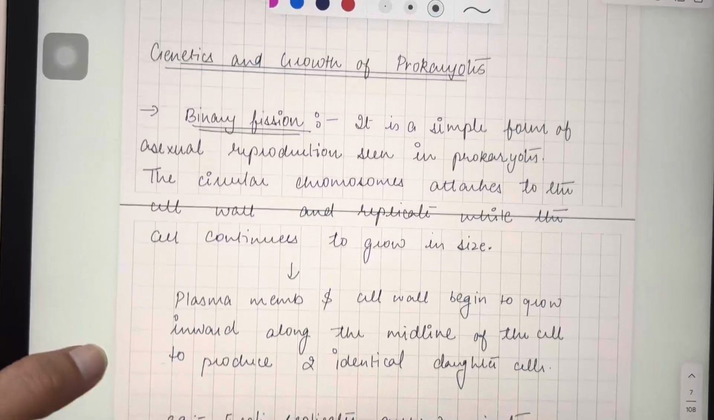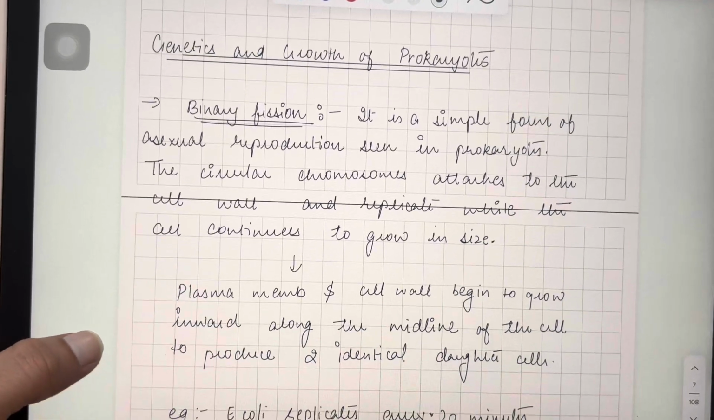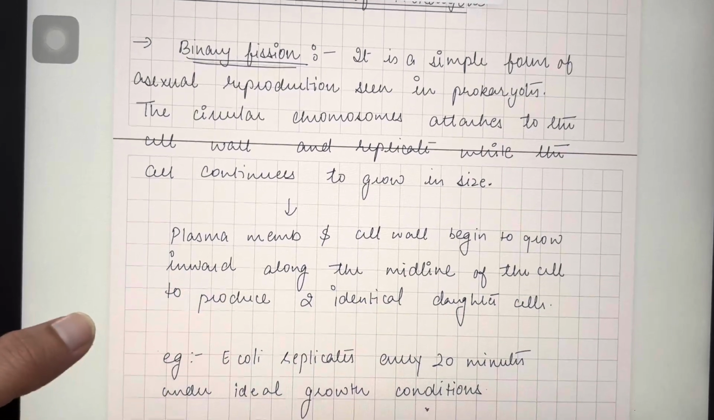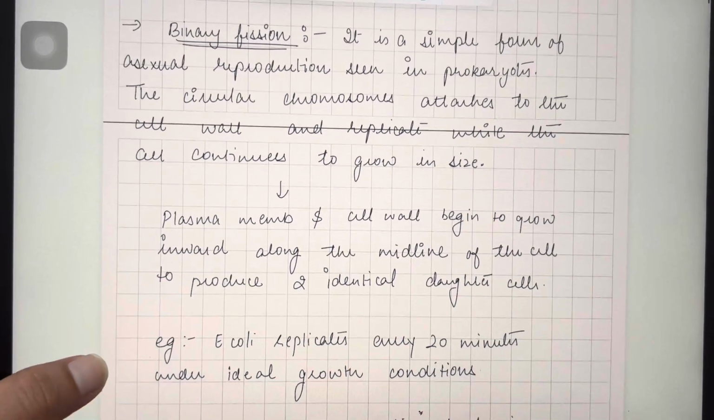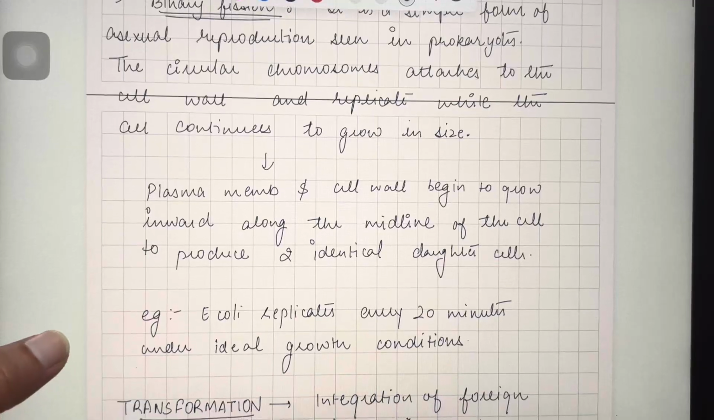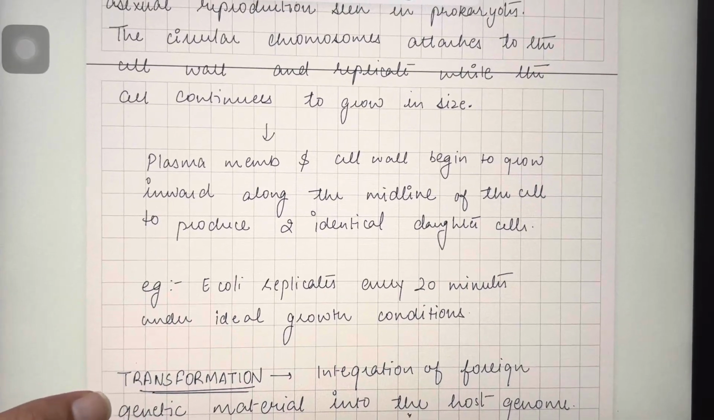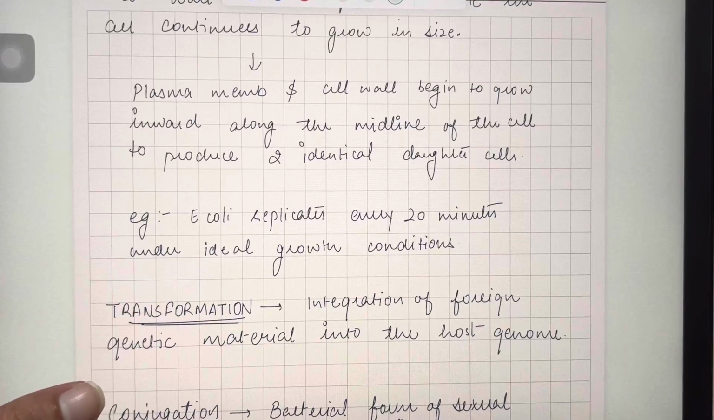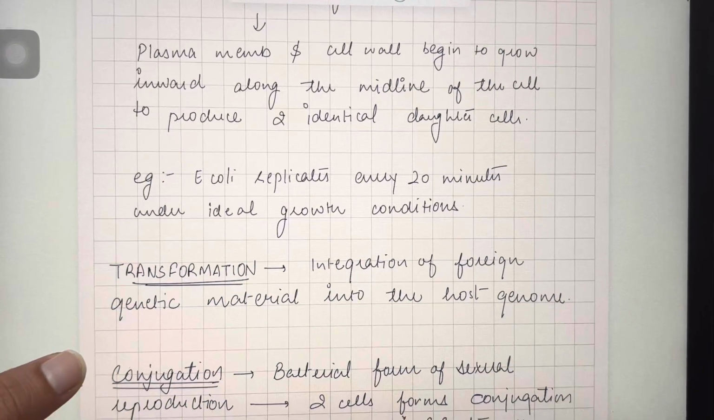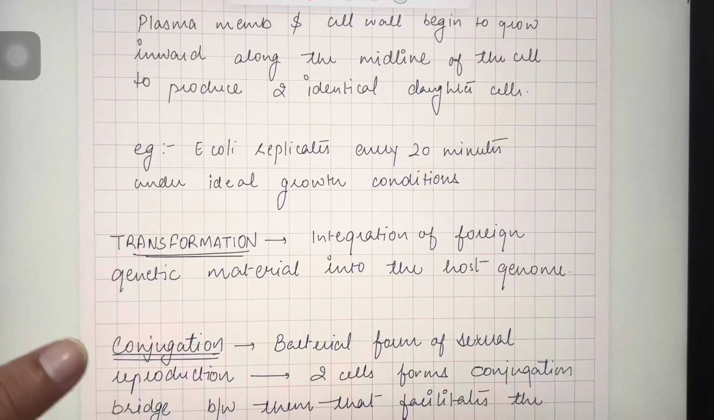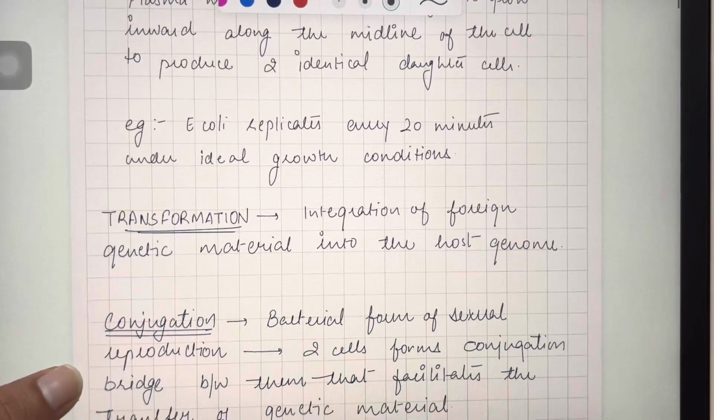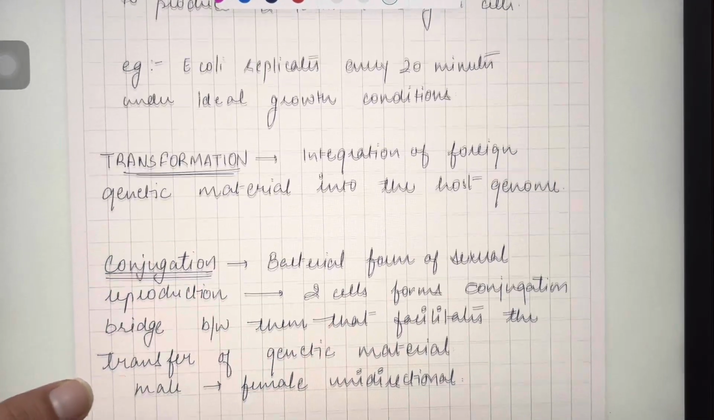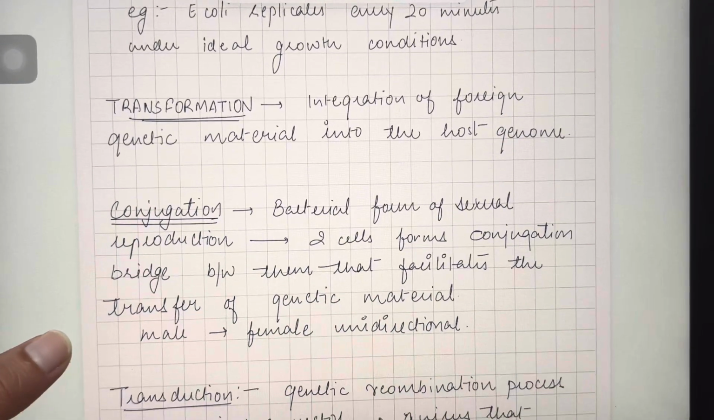Then comes the genetics and growth of prokaryotes. There is a concept of binary fission. It is a simple form of asexual reproduction in which the prokaryotes replicate while they continuously grow in size. The plasma membrane and cell wall begin to grow inward along the midline of the cell and produce two identical daughter cells. E. coli replicates every 20 minutes under ideal conditions.